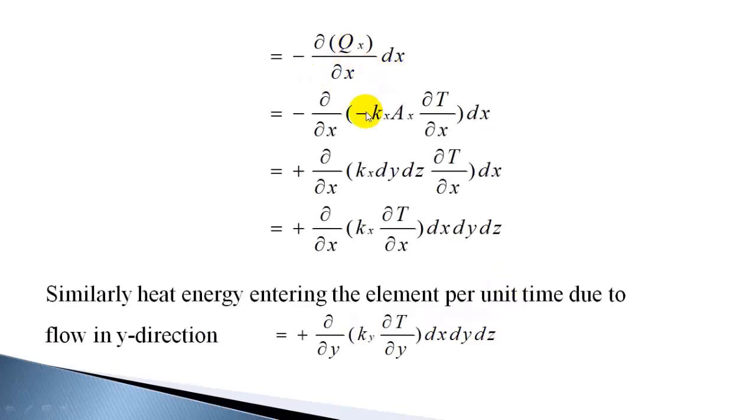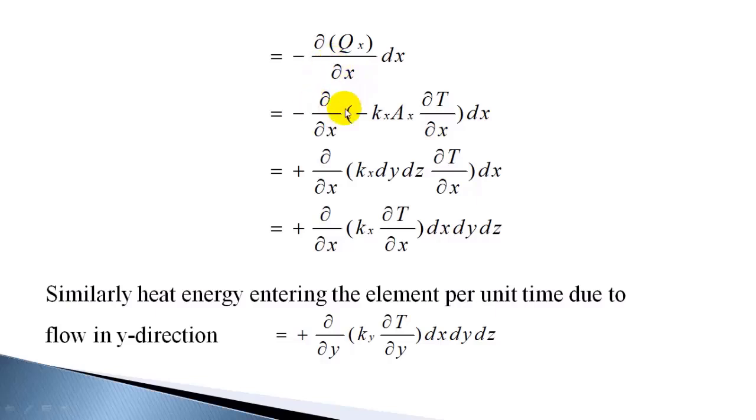Now what is Qx? Qx is the heat conducted into the element at the left face. You can write it as minus kx Ax del T by del x by Fourier law, k dT by dx. But I have used a partial derivative because the temperature is changing in the x, y and z directions, so it is a three-dimensional heat conduction equation. So the heat conducted at the left end is minus kx Ax del T by del x. kx is the thermal conductivity in the x direction, Ax is the area normal to the x direction, and del T by del x is the temperature gradient in the x direction.